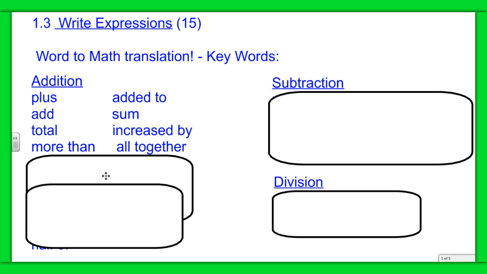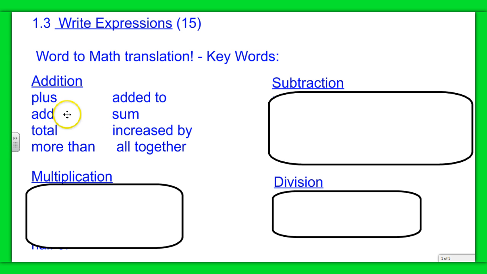More than. I have 3 more than 2. Again, addition. What do I have altogether? If I have 2 and 3 altogether, I have 5, right? So there are 8 short phrases or words that represent addition. You may even have others we could add.